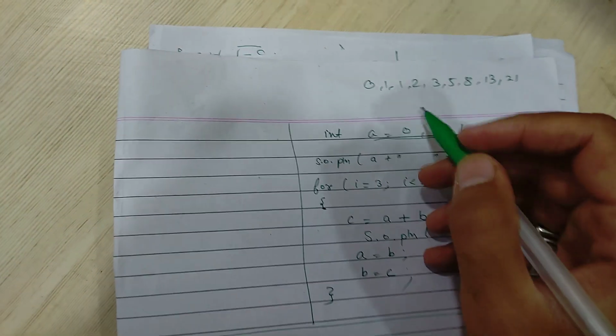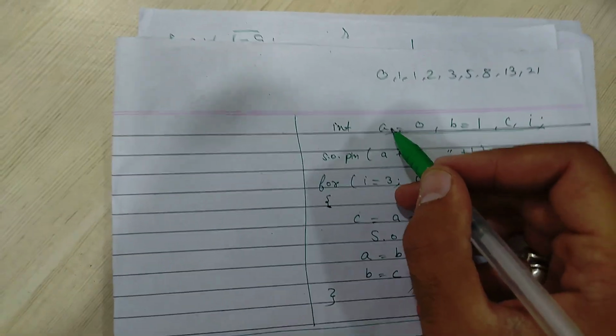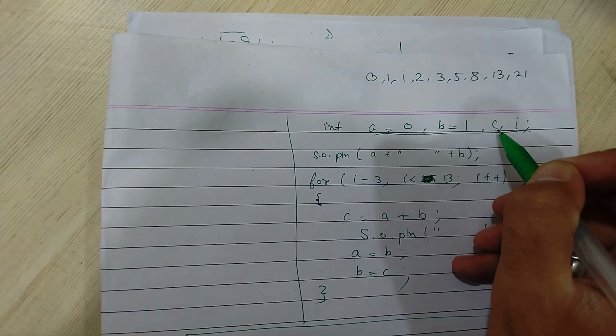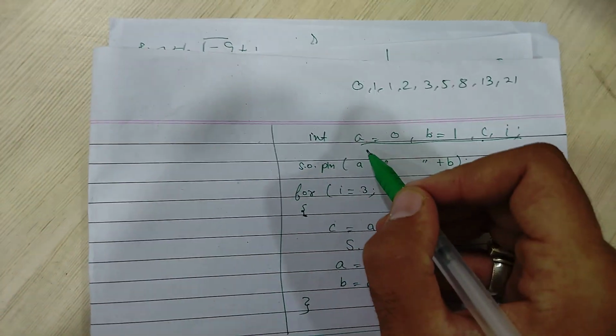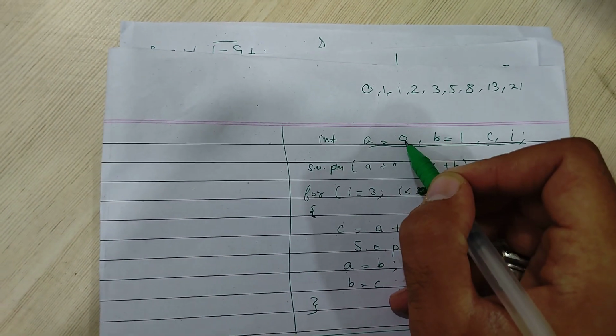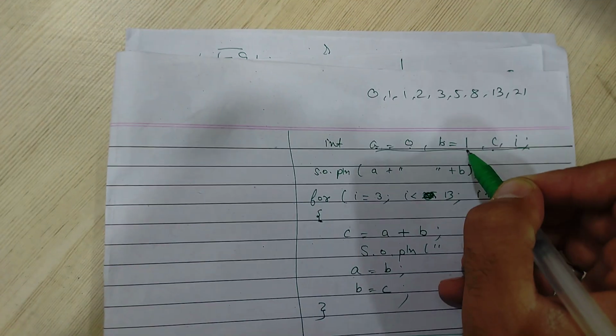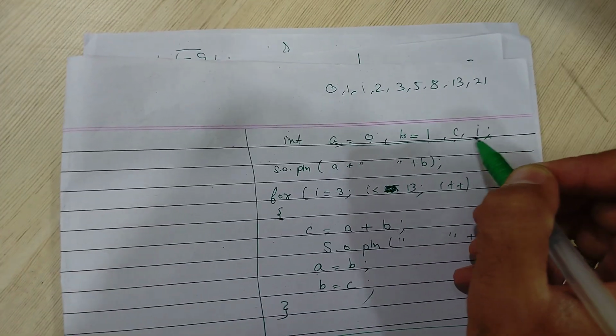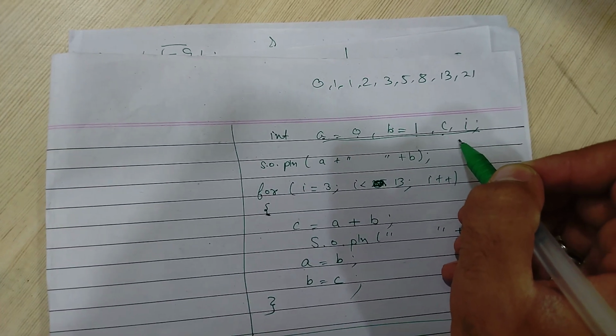So here you can see that in total we have 4 variables. The first one is A, the second one is B, and the third one is C. Here the initial value of A is 0 and B is 1. And for C and I, these two variables, we didn't give any value.